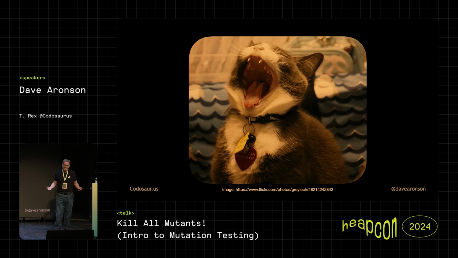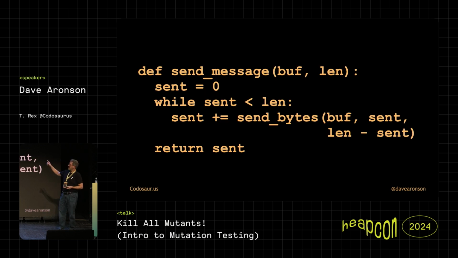Now, this may make mutation testing sound simple, but this was deliberately a downright trivial example. So let's look at a more complicated one. Suppose we have a function to send a message, like so. Send message uses send bytes to send as many bytes as send bytes could send, kind of like a woodchuck, looping over and over to pick up where it left off until the message is all sent.